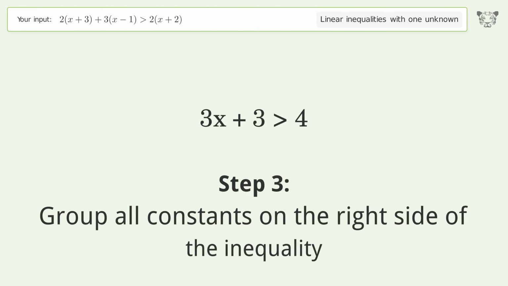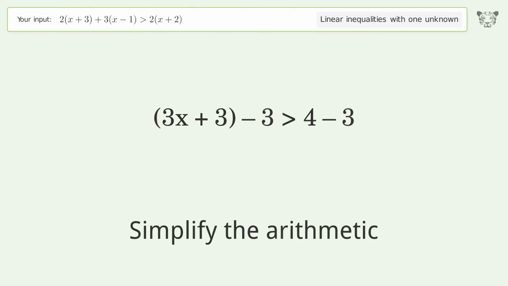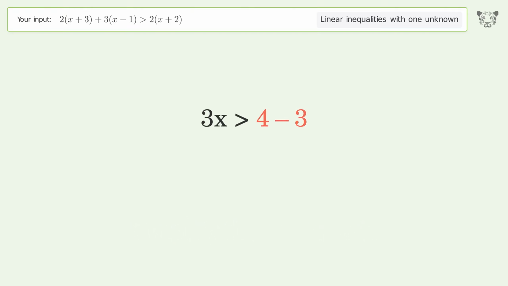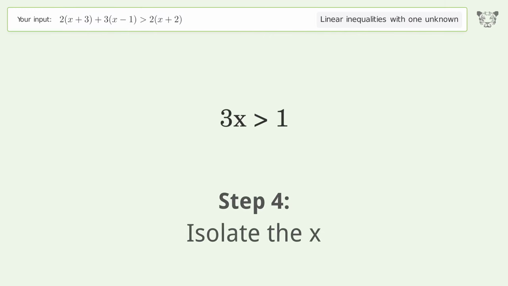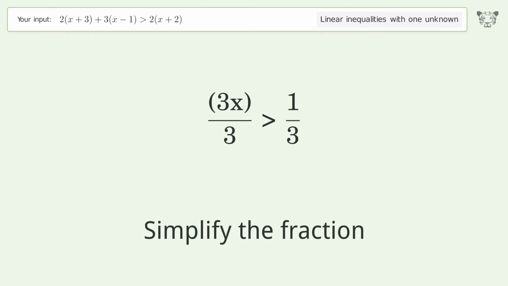Group all constants on the right side of the inequality. Subtract 3 from both sides. Simplify the arithmetic. Isolate the x. Divide both sides by 3. Simplify the fraction.